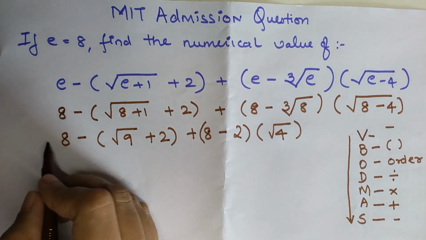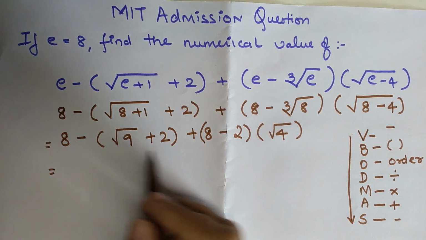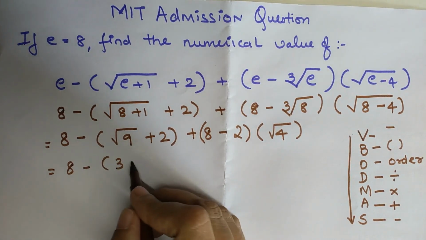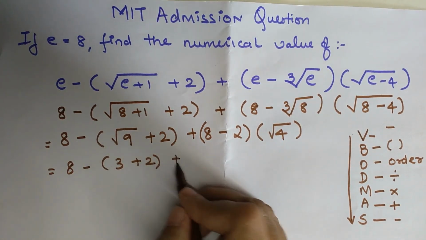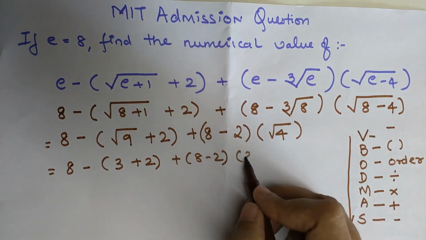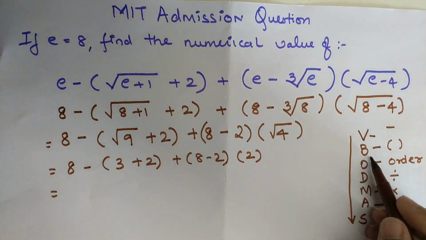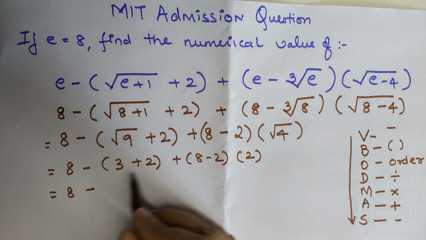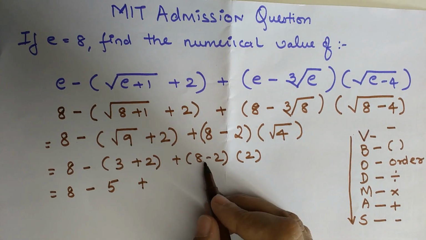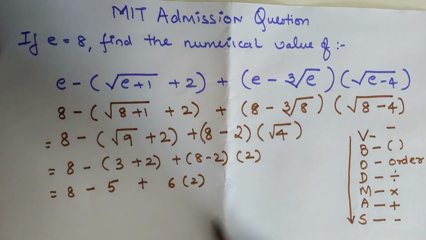So now, again, let's solve this square root first. We'll keep the rest of the question as it is. So root of 9 is 3, plus 2, plus 8 minus 2, we are keeping as it is. Root of 4 is 2. Now the next thing we'll do is solve the brackets. So 8 minus, the value of this bracket is 3 plus 2, which is nothing but 5, plus 8 minus 2, which is nothing but 6, and we'll keep the 2 as it is.